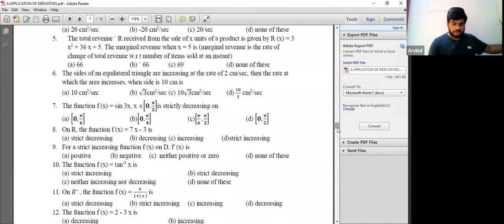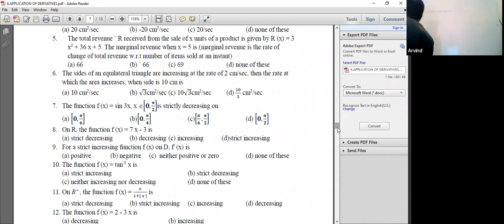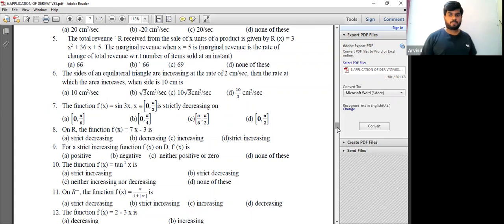The sides of an equilateral triangle are increasing at the rate of 2 centimeter per second. The rate at which the area increases when side is 10 centimeter. Area of an equilateral triangle is given by root 3 by 4 into side square.